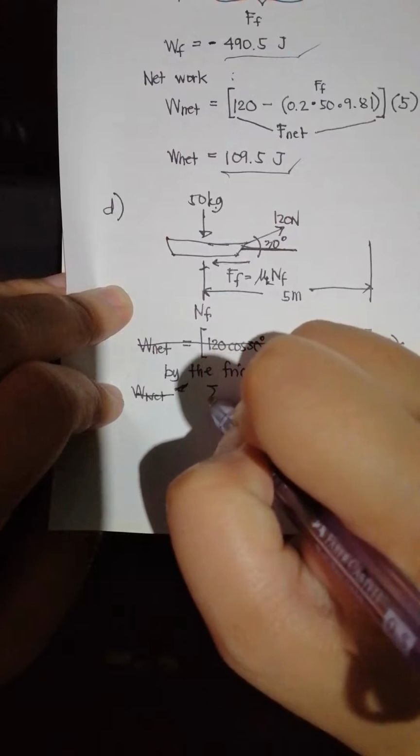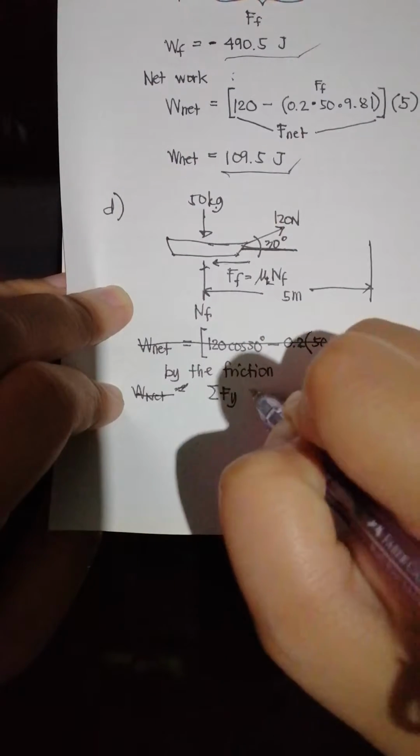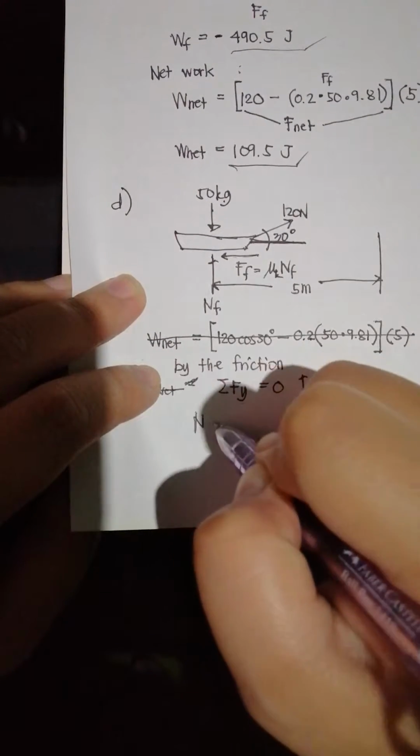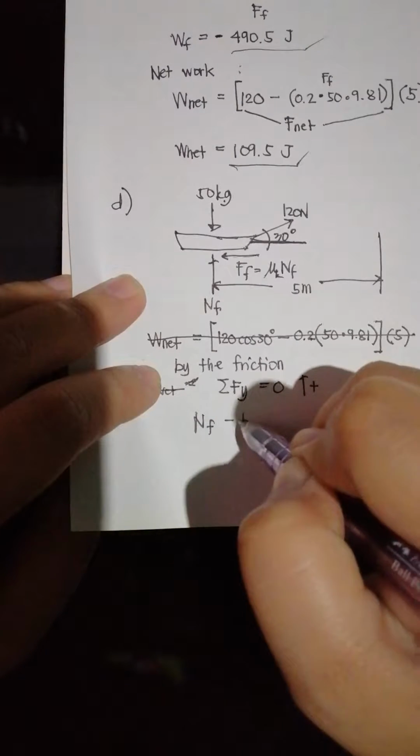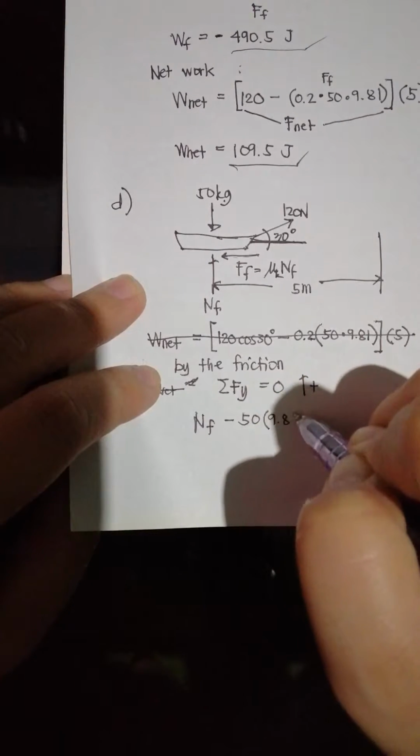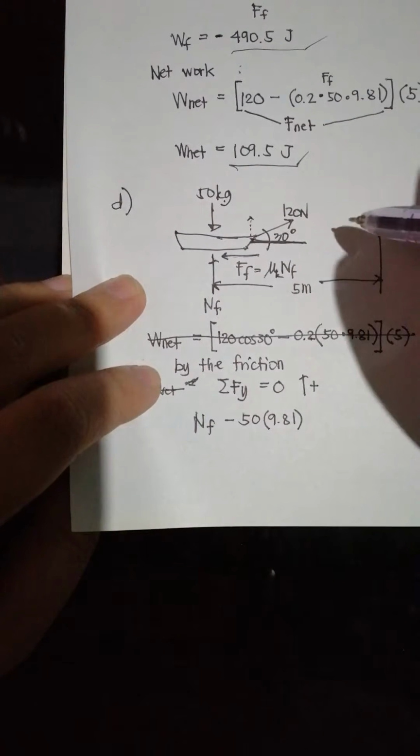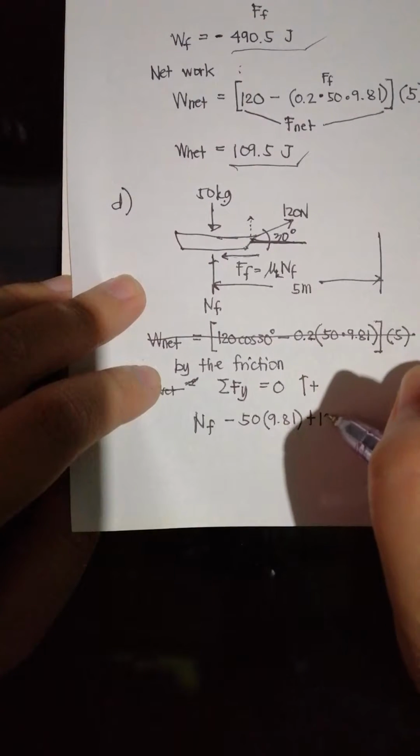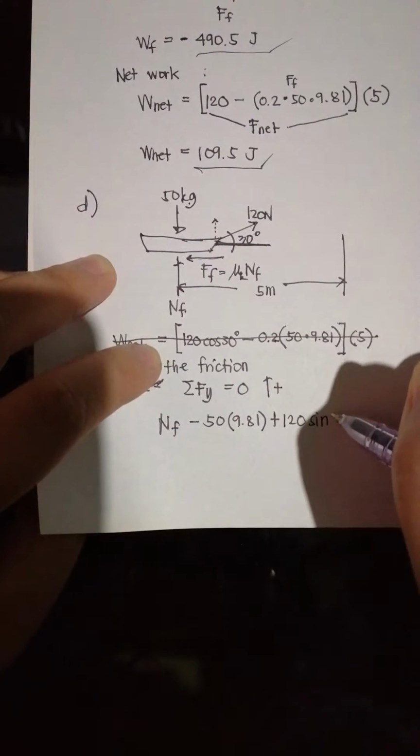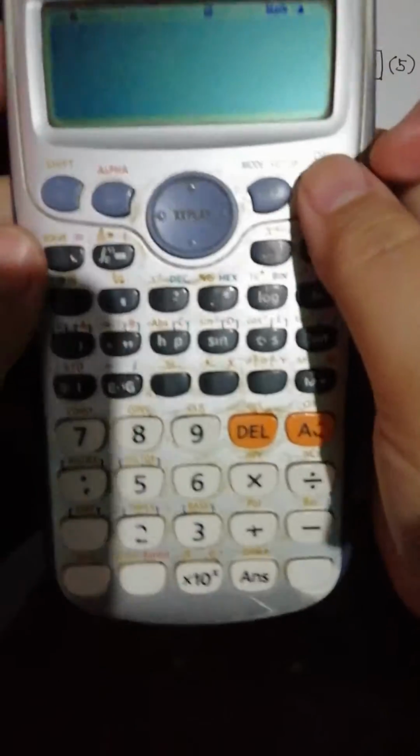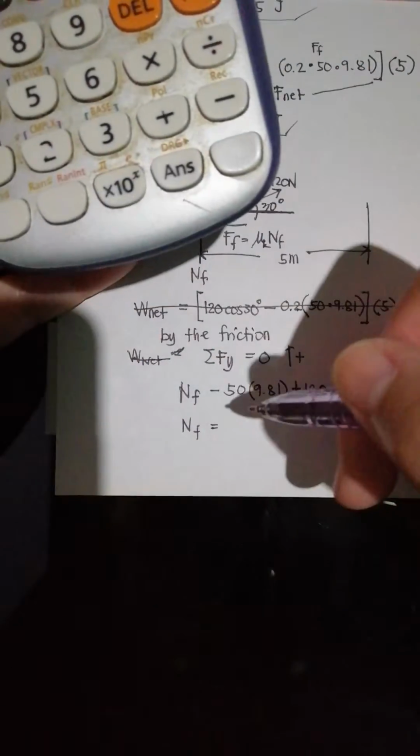Again we sum up forces vertically, with upward forces positive. We have the normal force minus the weight, which is 50 times 9.81, plus the vertical component of the 120 newton force. So we have plus 120 sine of 30, so that the normal force is equal to 50 times 9.81 minus 120 sine of 30.